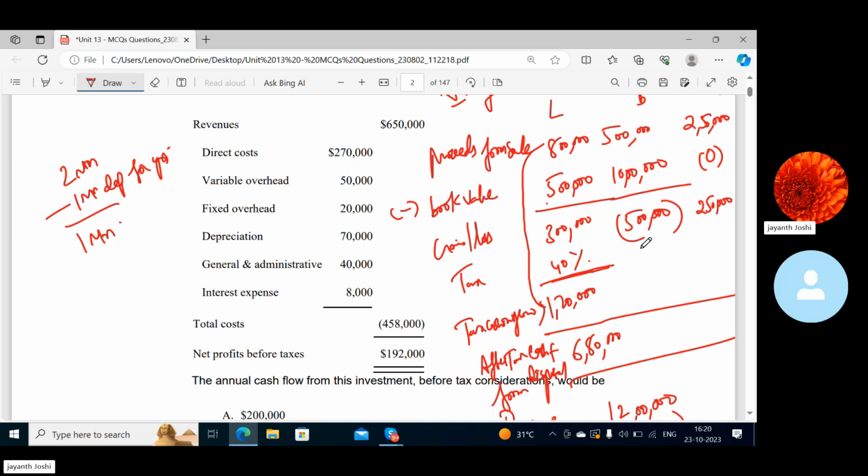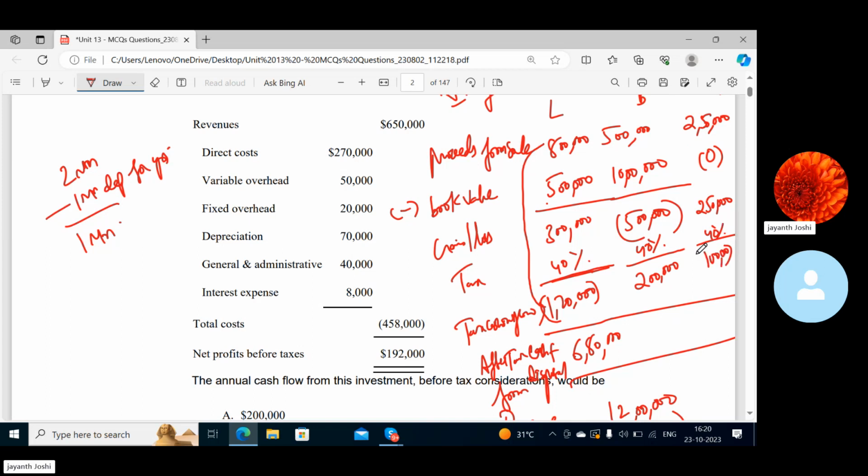And here 40% I'll get benefit, actually it's a loss. For 2 lakhs there will be a benefit. Correct? Yes. This will be an outflow, actually. This will be a benefit. 40% of this is how much? 1 lakh, right?